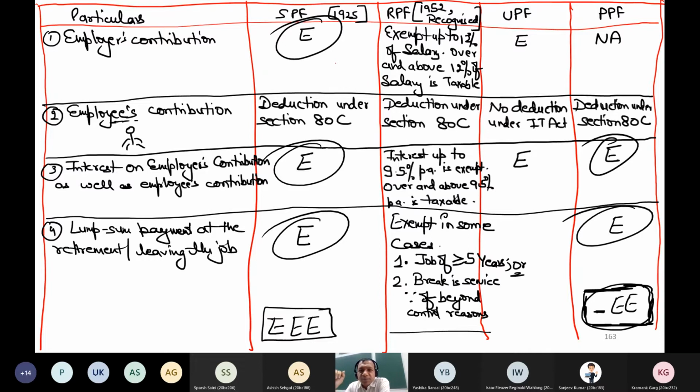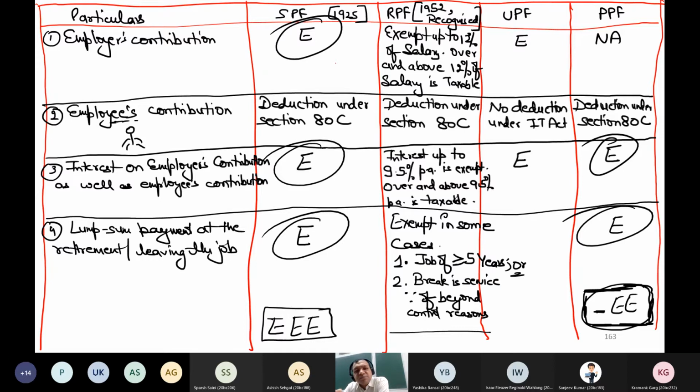So it is also exempt. So RPF does not follow the EEE model because the employer contribution was only exempt till 12% of salary. Interest was exempt till 9.5% per annum interest rate, and lump sum payment is exempt.